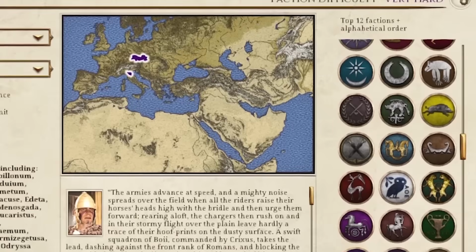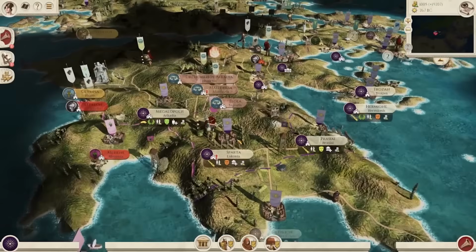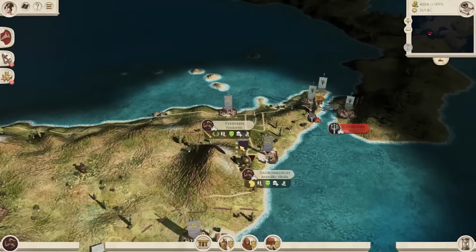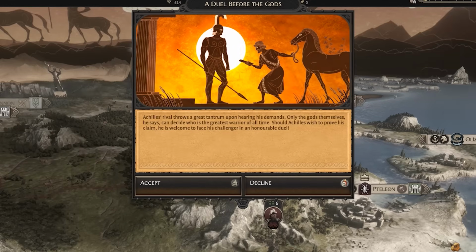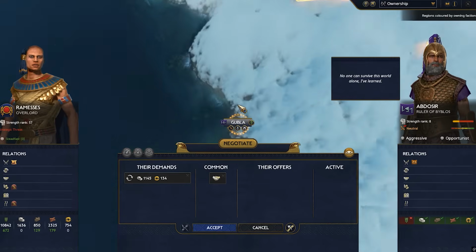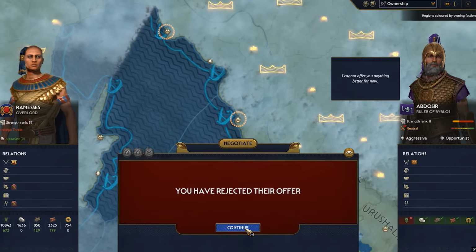moments of pressure. In Rome 1 and Medieval 2, the story was the campaign itself, the string of decisions that you are making. But in Troy and Pharaoh, Creative Assembly seems to want to tell you the story of the leaders rather than let you create your own story through the natural unfolding of the campaign.